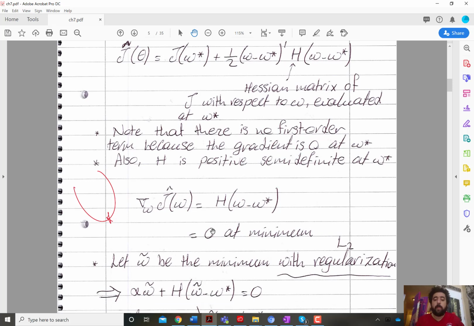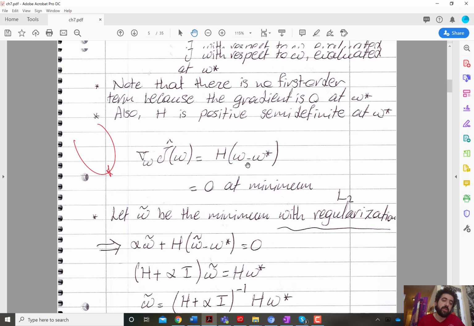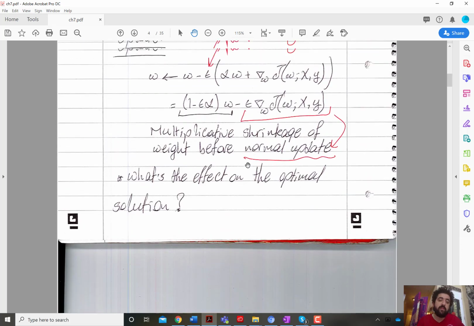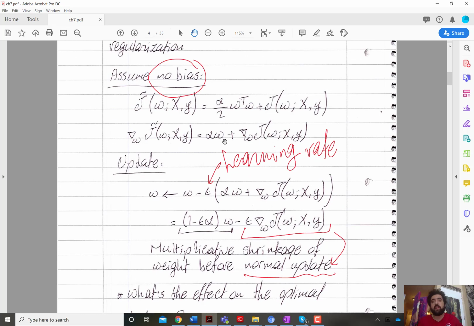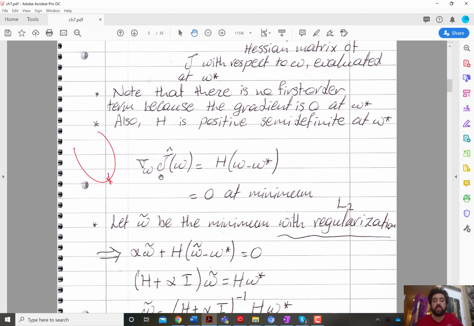And then we add the regularization and see the effect of the regularization on the optimal solution. If I add the regularized term, as we saw last time, it will add a factor of alpha omega to the gradient, right? So then the gradient will be equal to H (omega minus omega star) plus alpha omega tilde, where omega tilde is now the new minimum with L2 regularization. So the new minimum will be given by replacing omega by omega tilde: H (omega tilde minus omega star) plus alpha omega tilde.